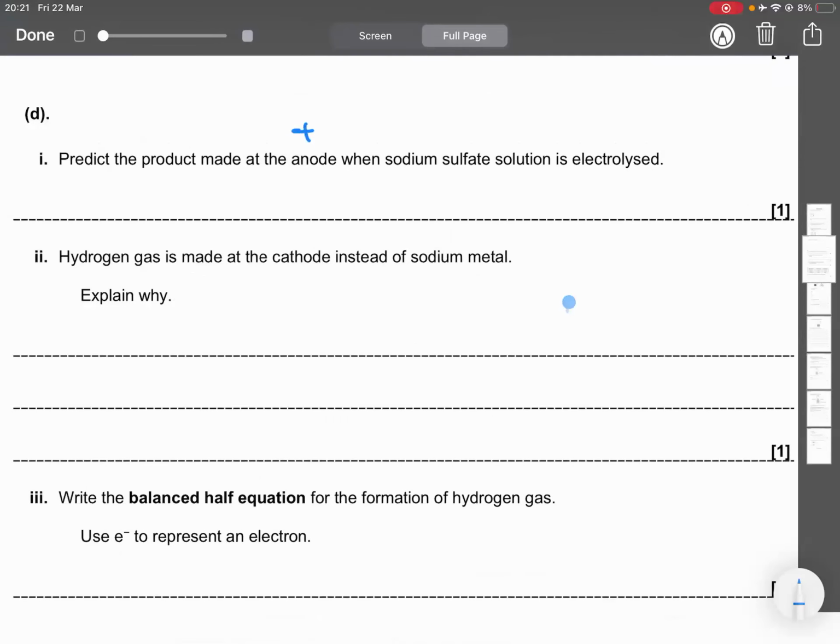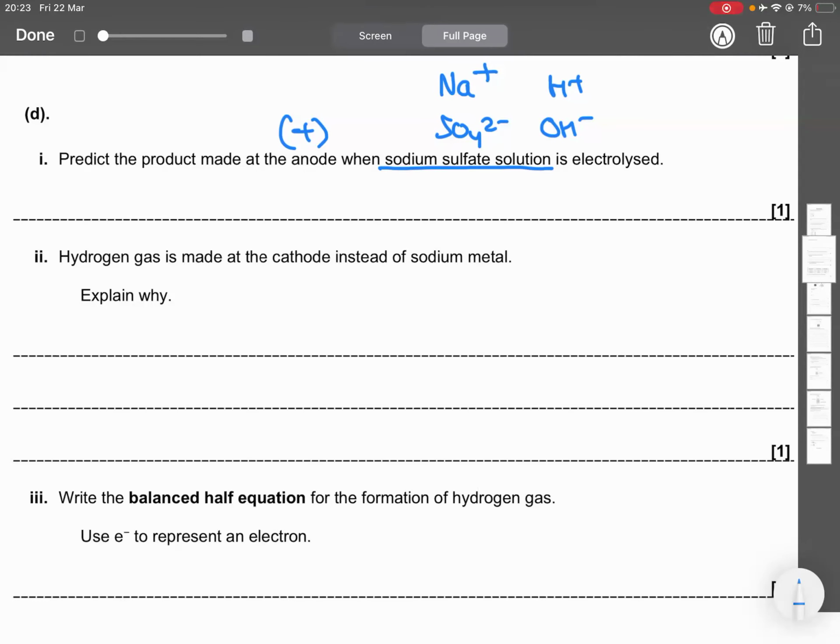So the anode is the positive electrode. What would go to the positive electrode from sodium sulfate solution? So the anode is the positive electrode. So any of these 2 would go there. There's nothing from group 7. That was our priority. And the second priority was oxygen. So you don't need to know how this happens, but the answer is just oxygen. Why is hydrogen gas made at the cathode instead of sodium? So hydrogen is made because it's less reactive than sodium.